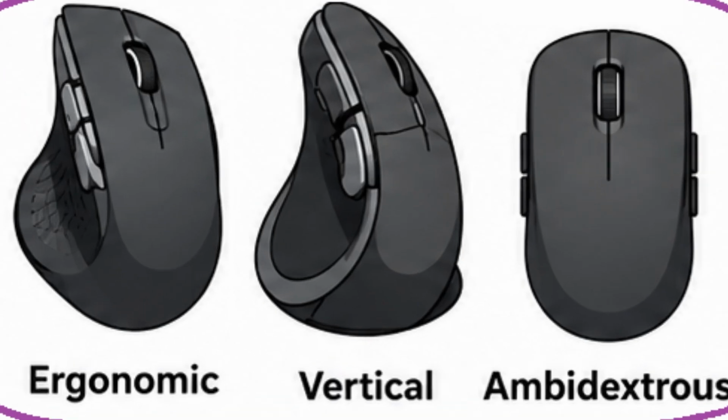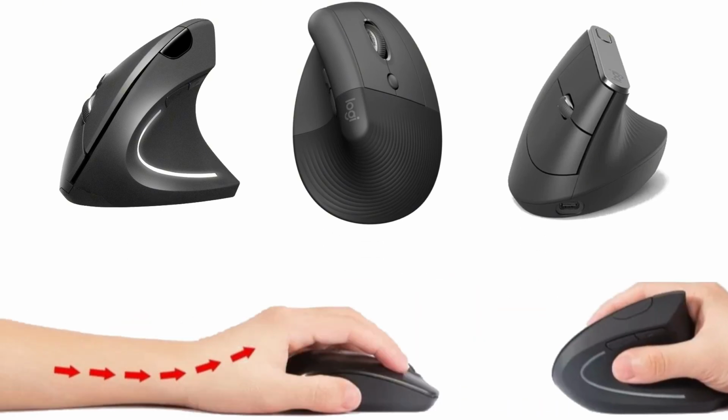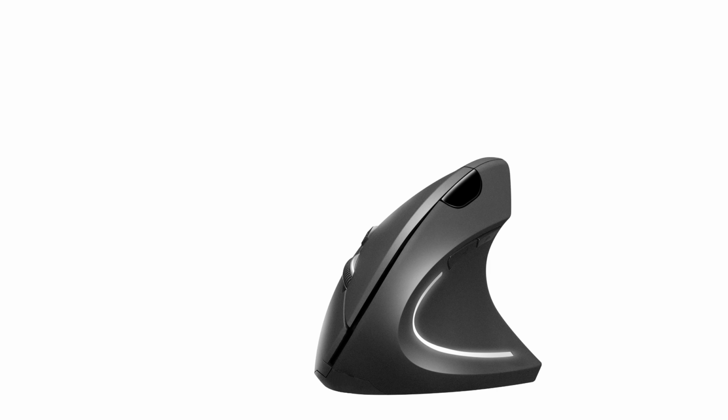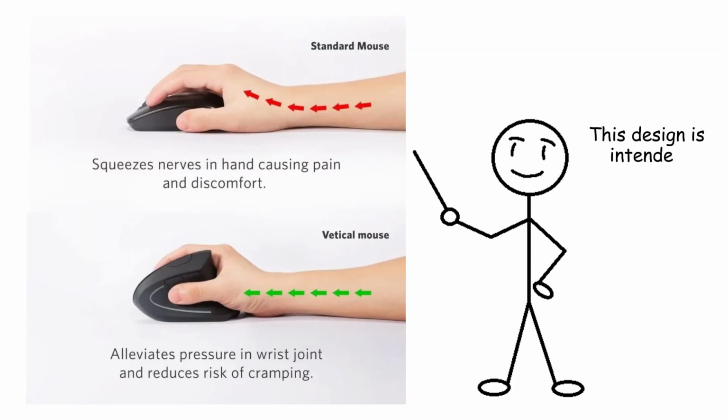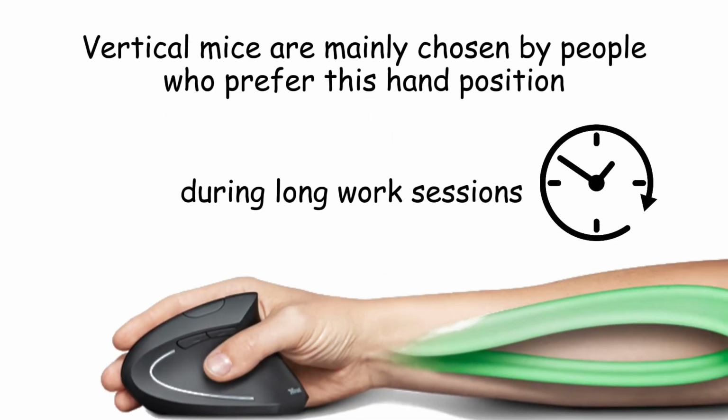Vertical mouse. A vertical mouse places the hand in a more upright position rather than flat against the desk. The buttons are usually arranged along the side of the device, so you hold it more like a handshake. This design is intended to change the position of the wrist and forearm while using the computer. Vertical mice are mainly chosen by people who prefer this hand position during long work sessions.